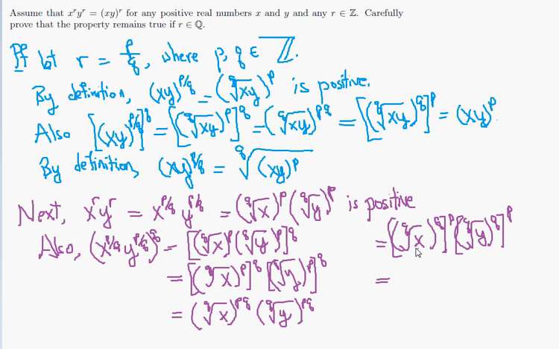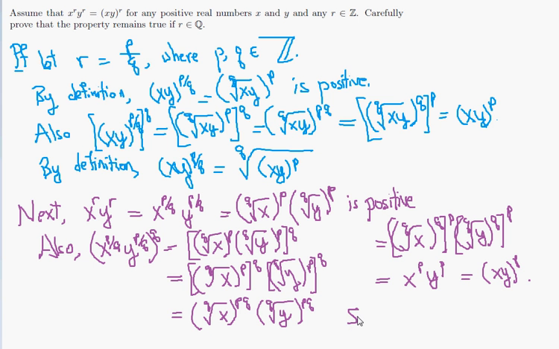And so this becomes, as before, the qth root of x to the q becomes x to the p by itself, then y to the p by itself, and then by the ordinary law of exponents for integers like p, this is equal to x times y to the pth power. So on the left-hand side, x to the r times y to the r is positive. Also, if I raise it to the qth power, I get x times y to the pth power.